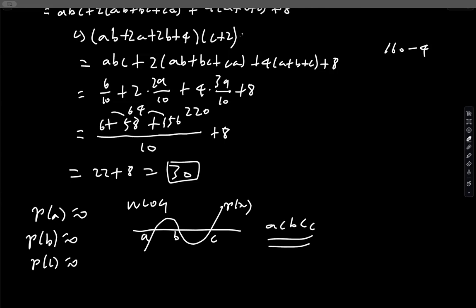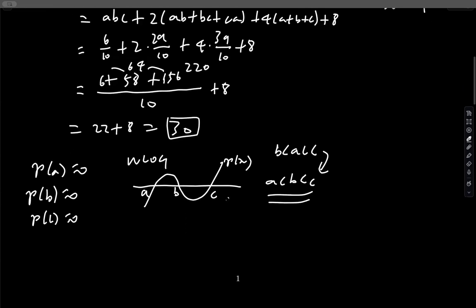Did everyone understand that part? We can assume that A is less than B and B is less than C, because if we get this, then it's just the same case. The rectangular prism doesn't change, it just rotates. So we can write it like this.